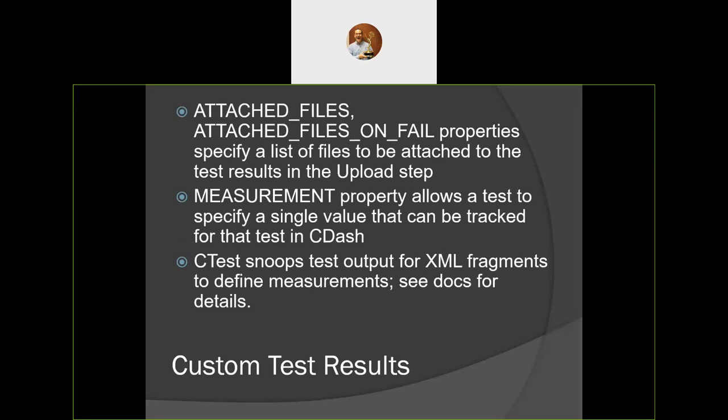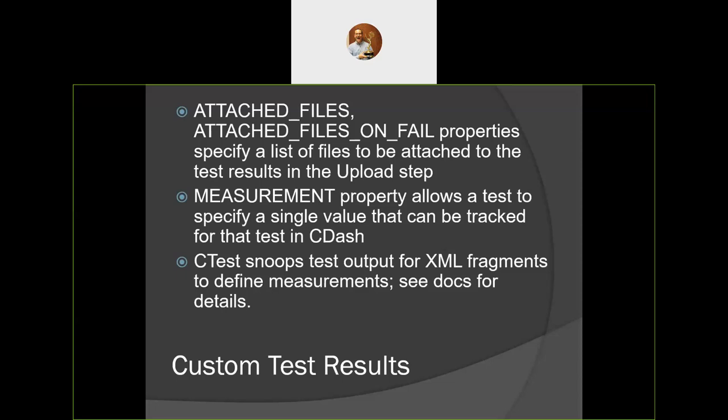There's also a measurement property that allows you to specify a single value that can be tracked for that test in CDash. It's a little weird, the measurement property, because if you think about it, you specify properties on a test at CMake configure time. So the test hasn't run yet. In fact, the test probably hasn't even been built yet if it's running a test executable that you've written in C++. So the value that's associated with the measurement is really only useful if it's something that is varying at configure time. So it sounds like it would be handy, but when you think about how it actually works, it can't get data out of the test.